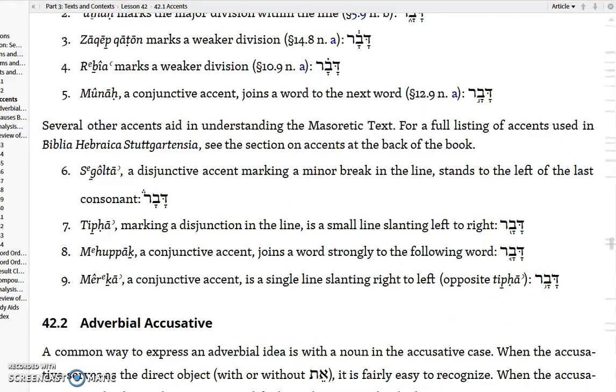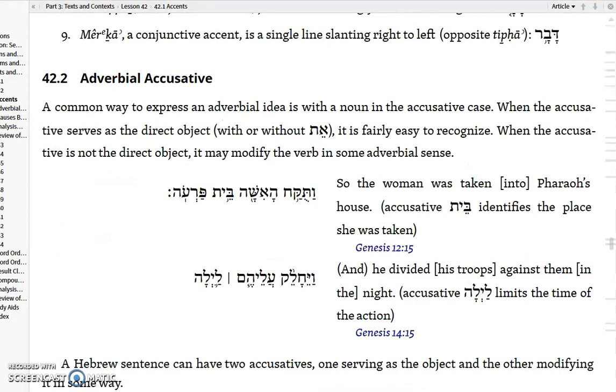And again, the most important thing about the accents is, one, it tells you where to accent the word, but more importantly it tells you how to punctuate your sentences. So particularly the disjunctives are important for that. If you know most of the disjunctives, then the other ones are not that important to us for exegesis purposes. Well, let's move on to 42.2, Adverbial Accusatives.